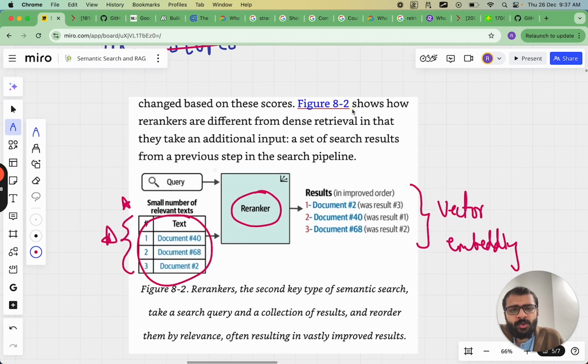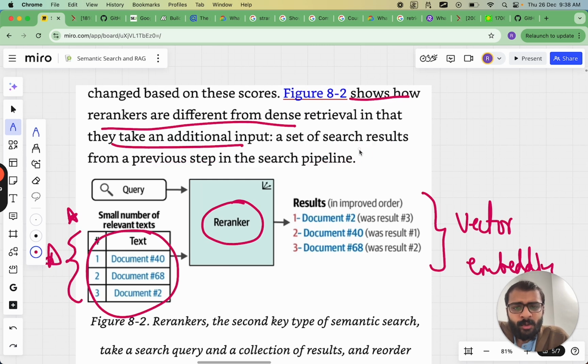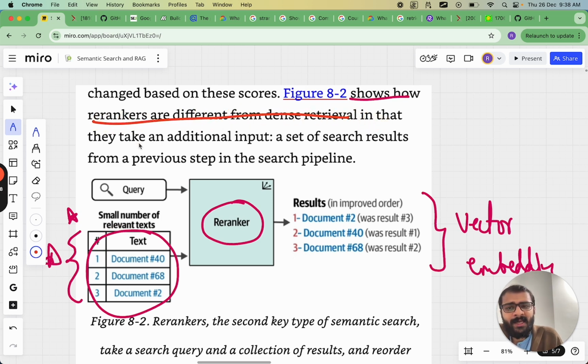This figure shows how re-rankers are different from dense retrieval because they take an additional input, and that input is a set of search results from a previous step in the search pipeline. Let me go through this again because it's very important to understand the difference between re-ranking and dense retrieval. Re-rankers are different from dense retrieval because they take an additional input. And that additional input is a set of search results from a previous step in the search pipeline.